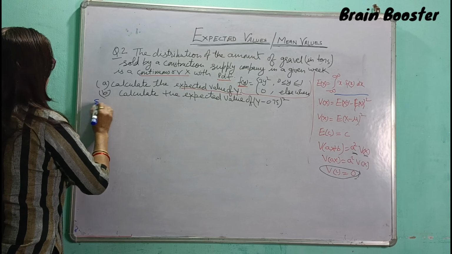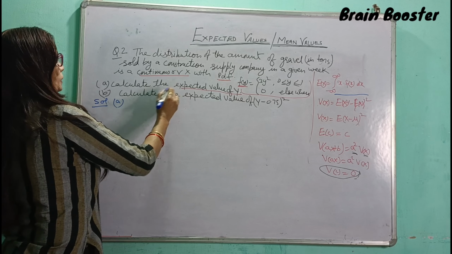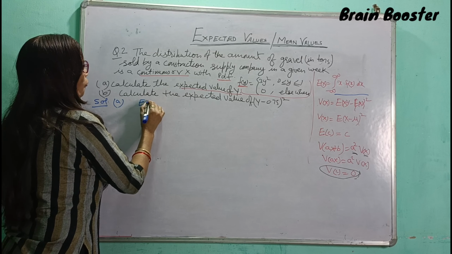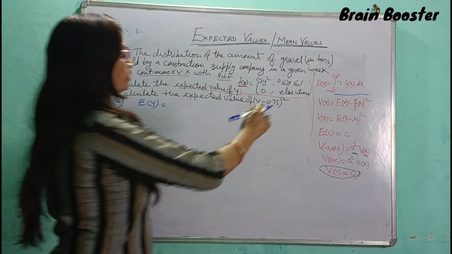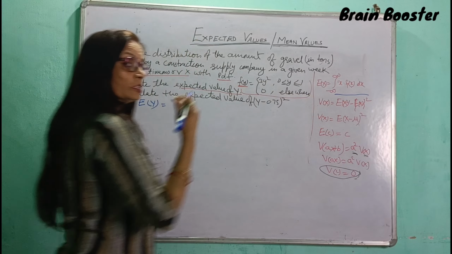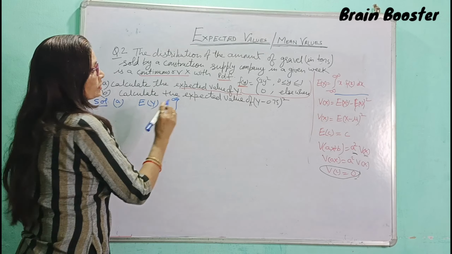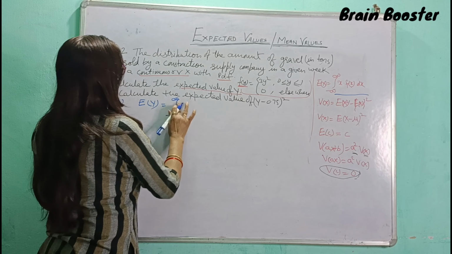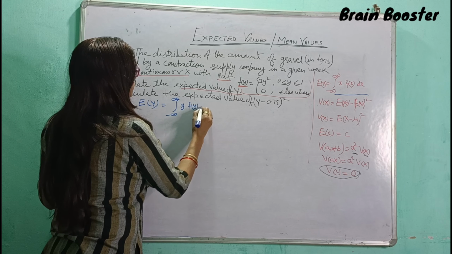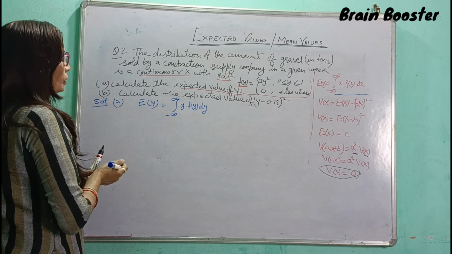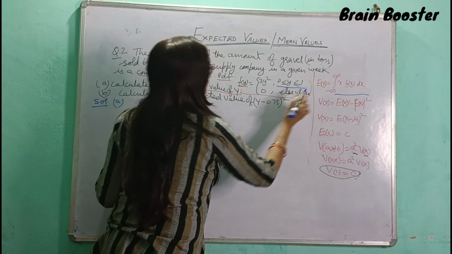Now solution. First, we will solve A. A means expected value of Y, and you know the formula of expected value. In case of a continuous random variable, we have to find the integration from minus infinity to infinity of y f(y) dy. Okay. Now here the value is between only 0 to 1.